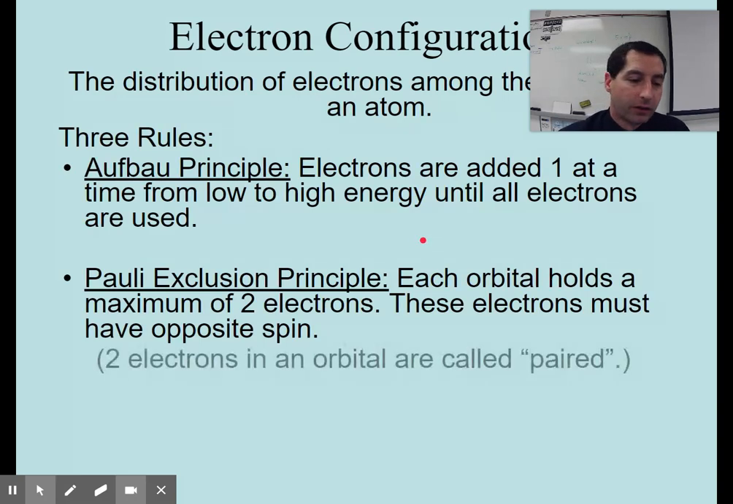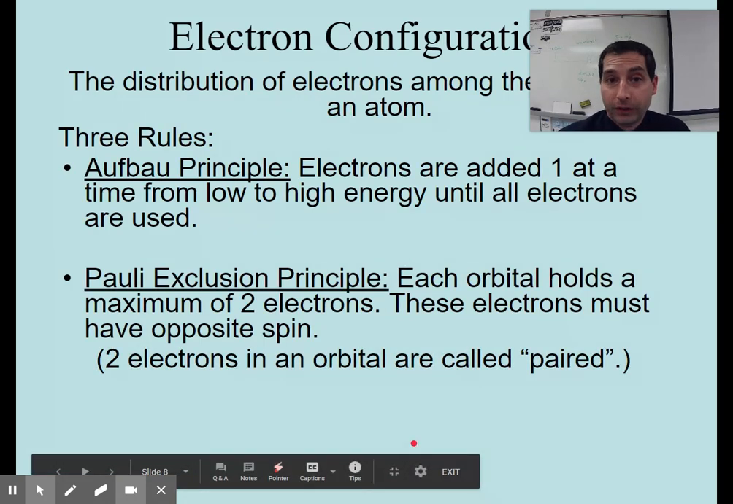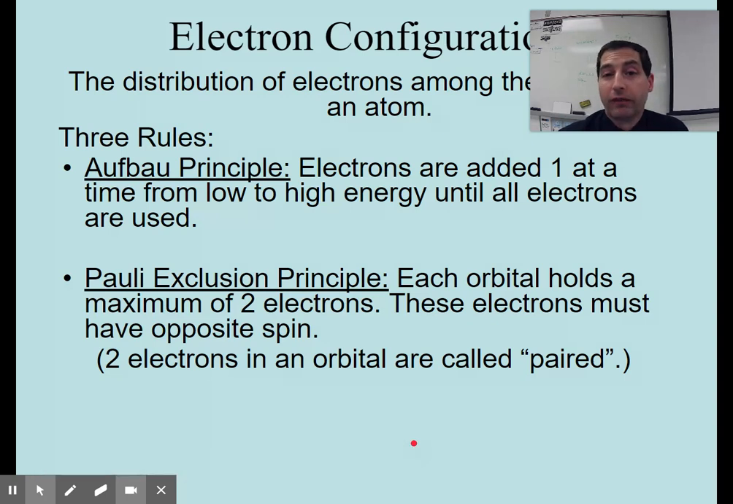I'll show you what that looks like later on. If you got 2 in there, it's called paired. If there's 1 in an orbital, it's unpaired. If there's none in an orbital, then you just say it's empty. There's still an orbital there, whether there's electrons or not. So it's either empty, unpaired, or paired.